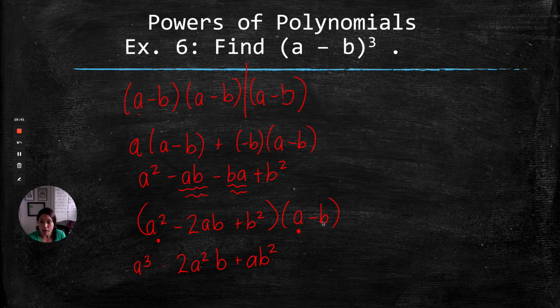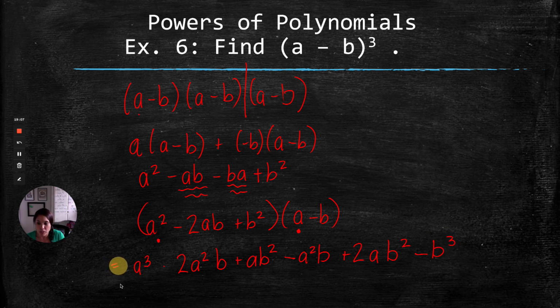Now I'm going to multiply the second term. Negative b times a squared is negative a squared b. Negative b times negative 2ab would be a positive 2ab squared. And then negative b times b squared is a negative b cubed.